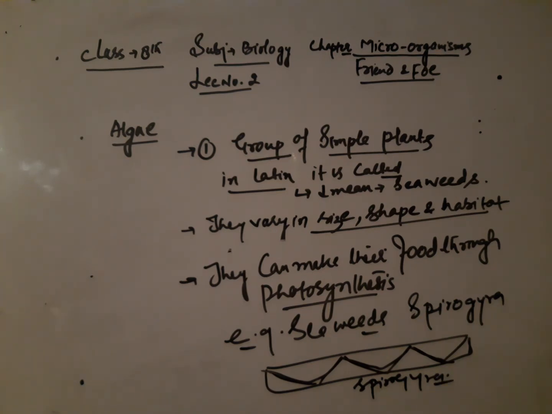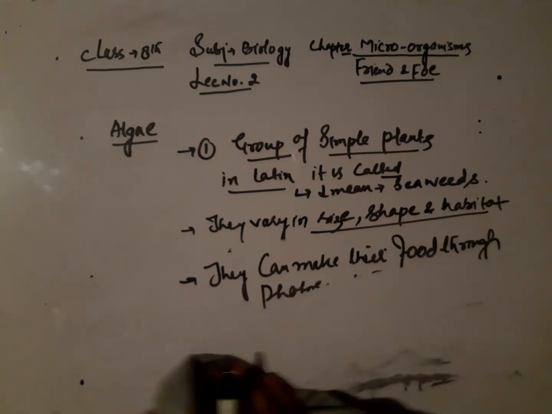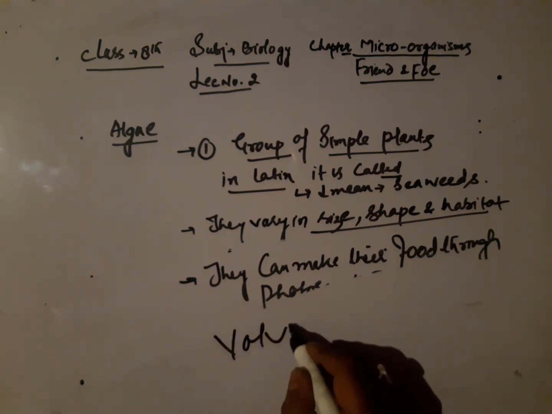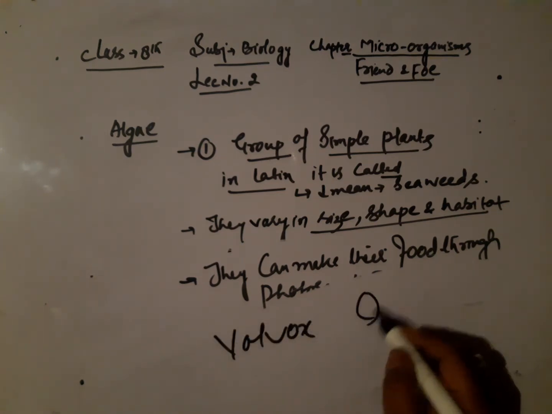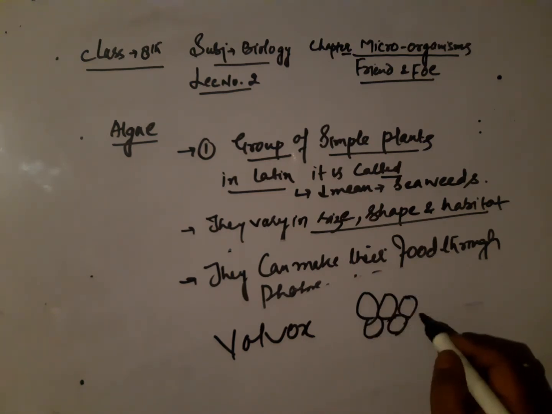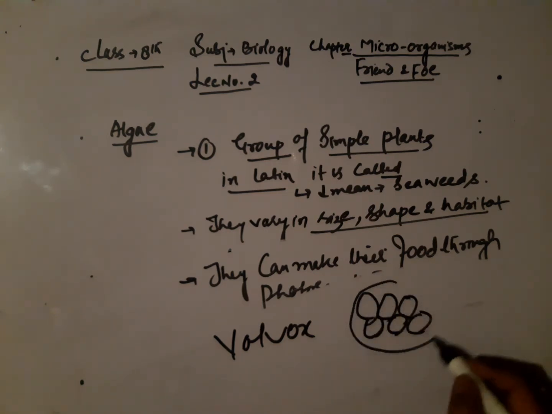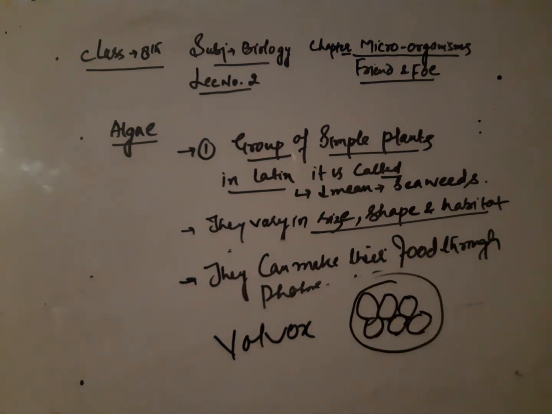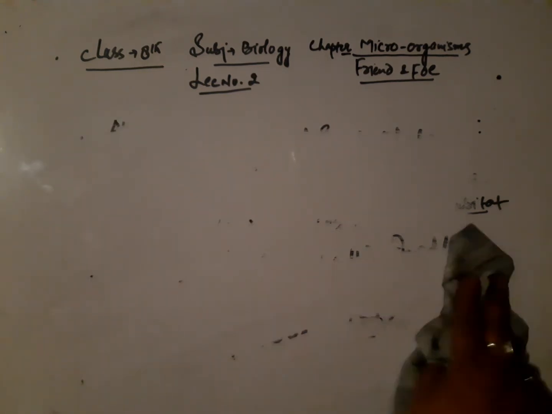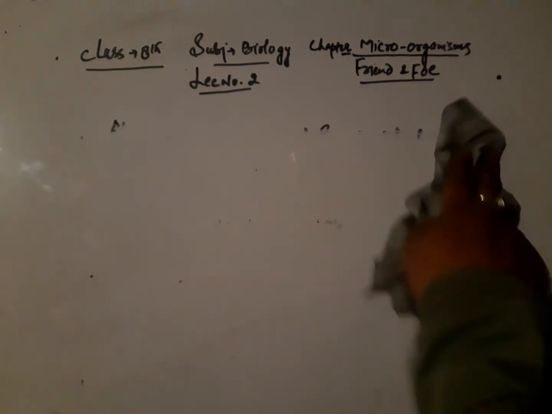Our second example is Woolwax. It's a circular structure. So these were the characteristics of algae. Now let's move to the next group of microorganisms, that's called fungi.